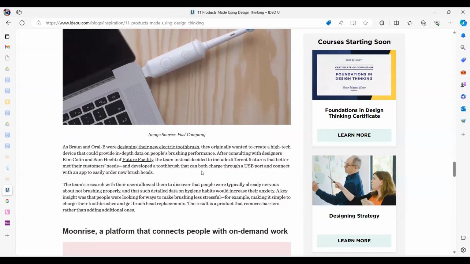The team's research with their users allowed them to discover that people were typically already nervous about not brushing properly, and that such detailed data on hygiene habits would increase their anxiety. A key insight was that people were looking for ways to make brushing less stressful. So when you research, they found out some people don't like to talk about their hygiene due to various reasons, and also there's anxiety and all that. So they wanted to bring the stress level down and make it very simple to use.